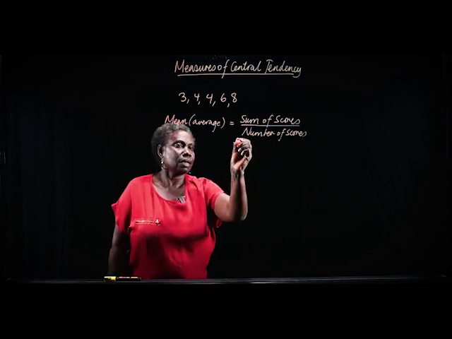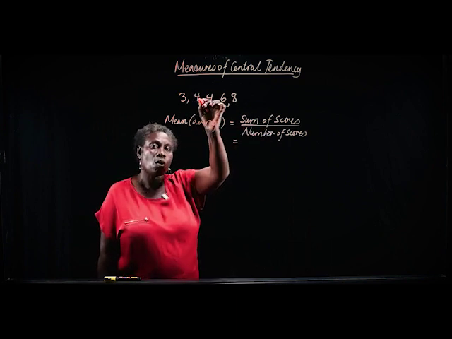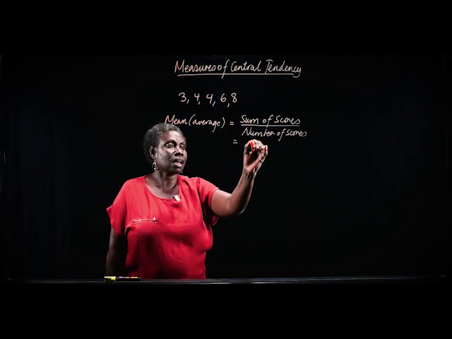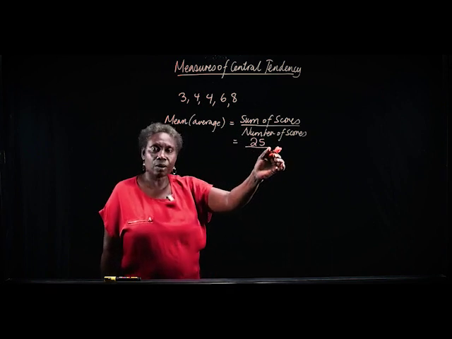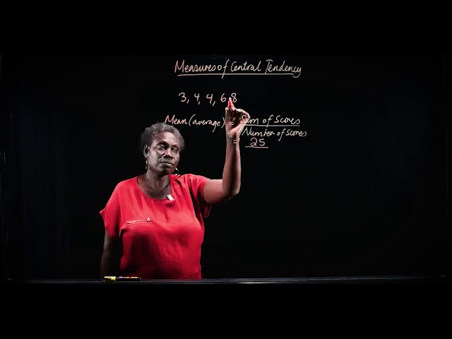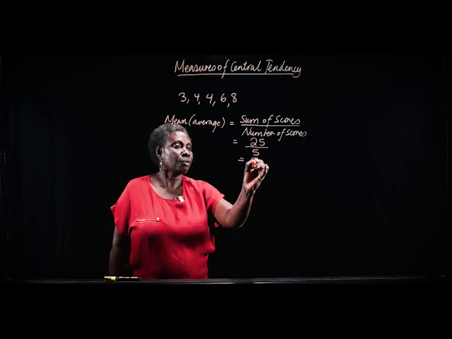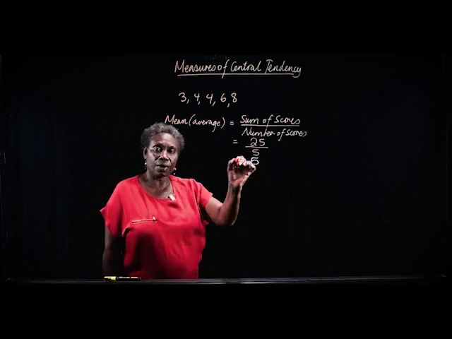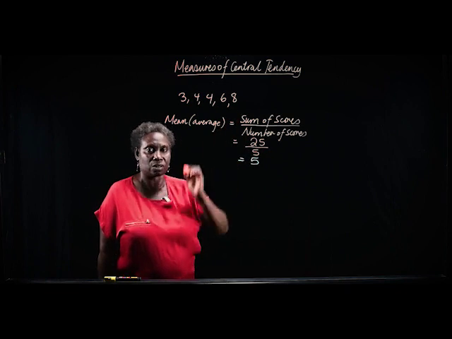Okay, the sum of scores is the total of all the scores. 3 plus 4 plus 4 plus 6 plus 8 gives us 25. 25 over the number of scores, we have 1, 2, 3, 4, 5 scores. And our average score is 5. That's 25 divided by 5. Now, that 5 indicates to us the average of this set of scores.